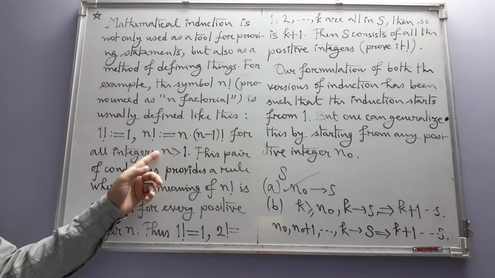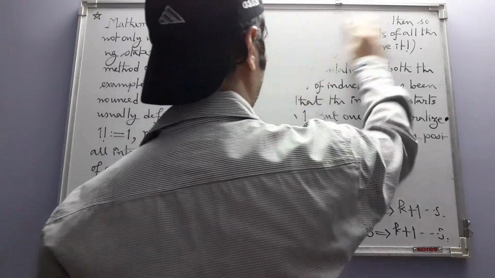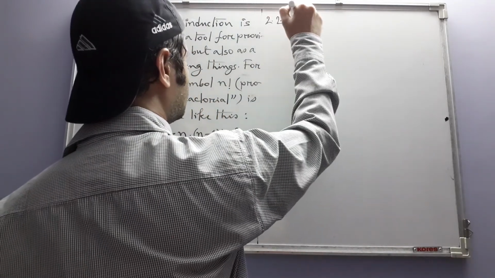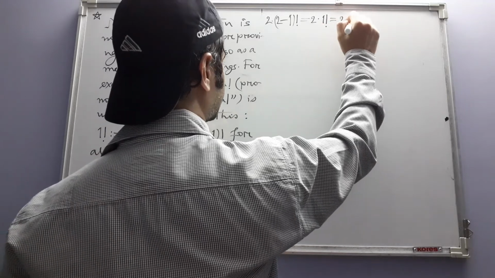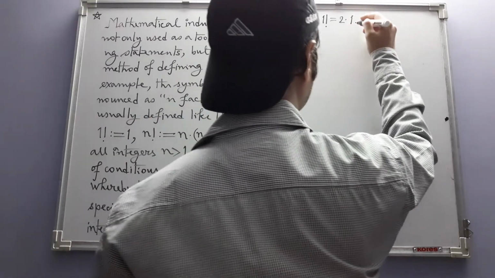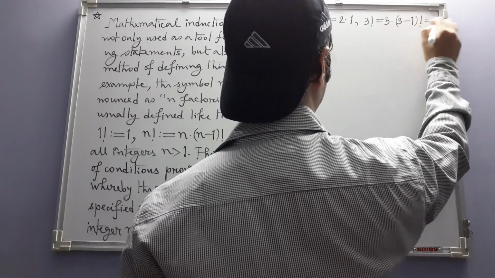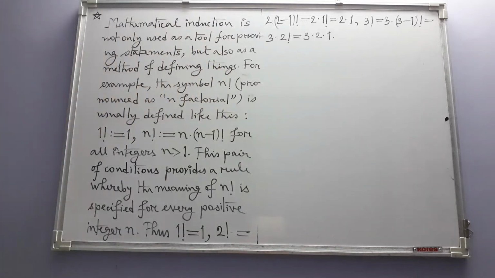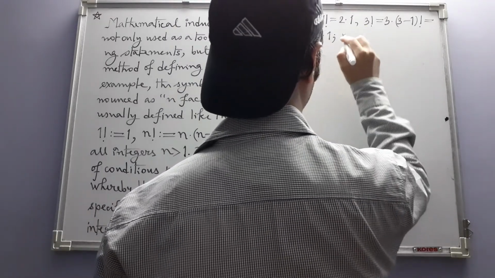2 factorial, since 2 is greater than 1, is by definition equal to 2 times (2 minus 1) factorial. This is equal to 2 times 1 factorial, but 1 factorial is 1, so this is 2 times 1. Like that, 3 factorial is 3 times (3 minus 1) factorial, that is 3 times 2 factorial, so this is 3 times 2 times 1. This way we can know the meaning of n factorial for every positive integer n.